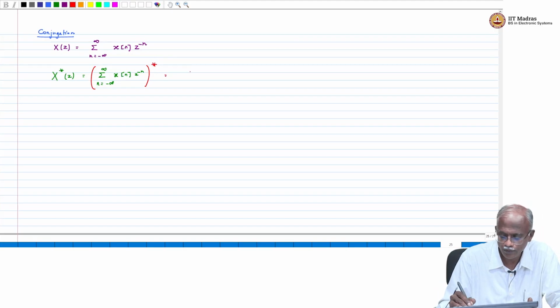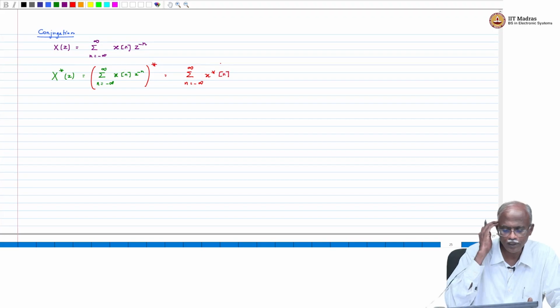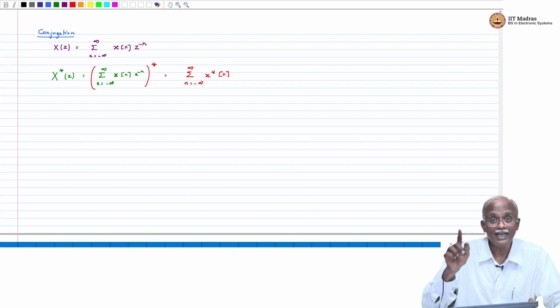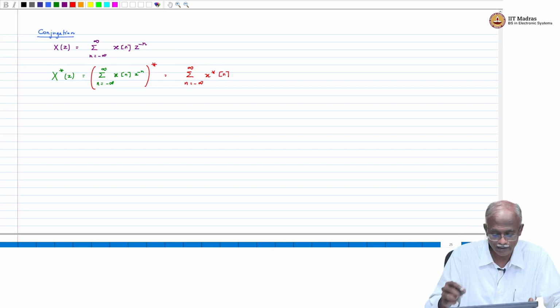So this will be equal to summation n equal to minus infinity to infinity x conjugate of n. X of n could be a complex sequence, so x of n has to be conjugated. Is z a complex number? Yes. So z also has to be conjugated: z power minus n conjugate.